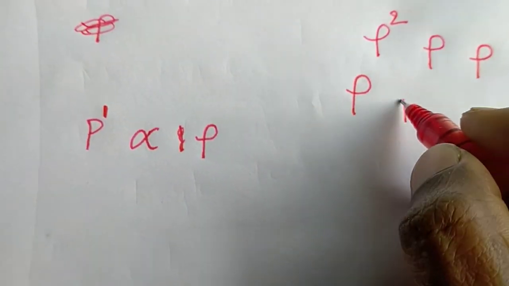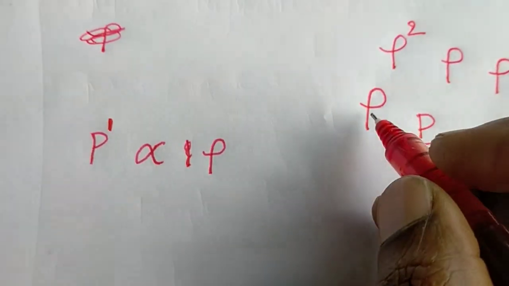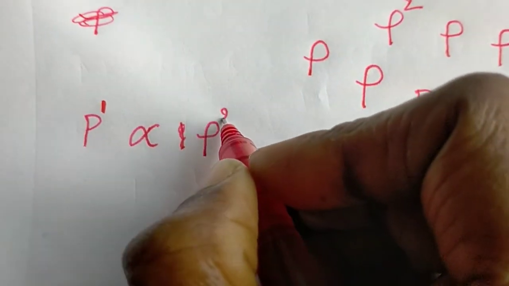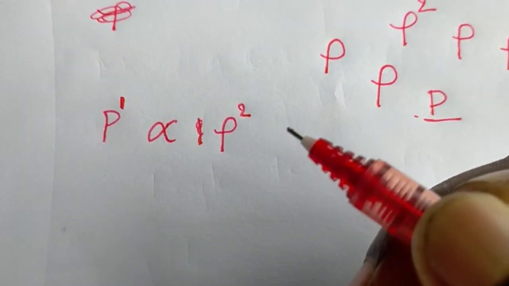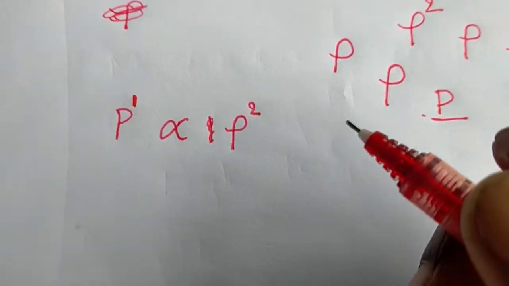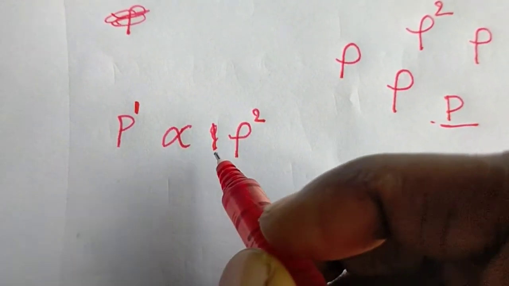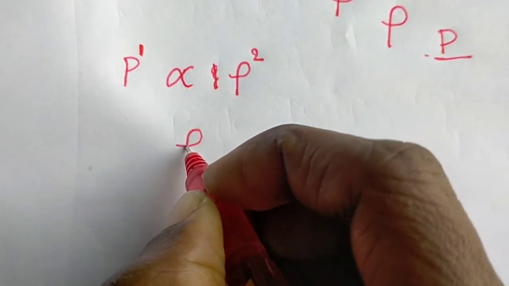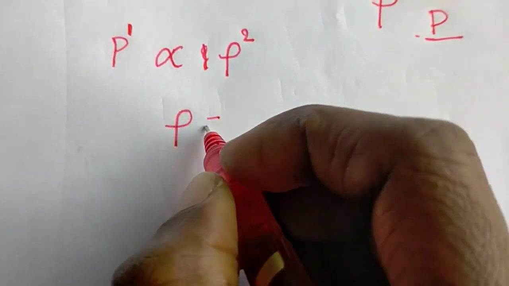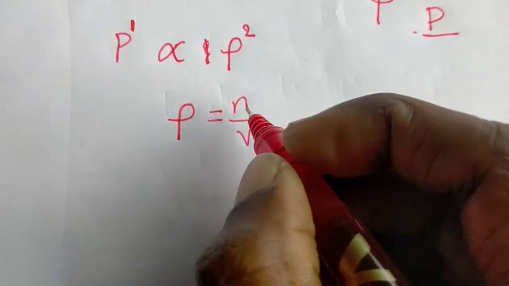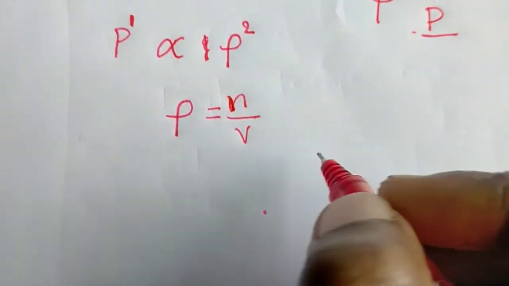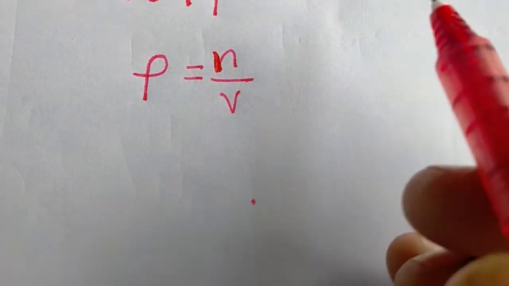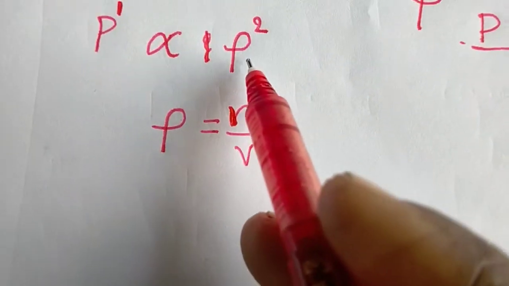Don't write it like P. So this is P, this is rho. You have to write it like this, rho square. Rho means the density of the molecules in the container. So P dash, the P correction, is directly proportional to the square of the density of the gas. What is the formula of density? Density is equal to N by V, the number of moles divided by the volume of the container. So we can apply this value for rho.